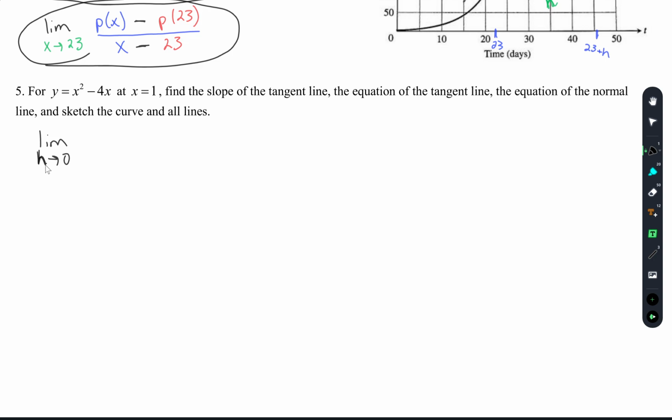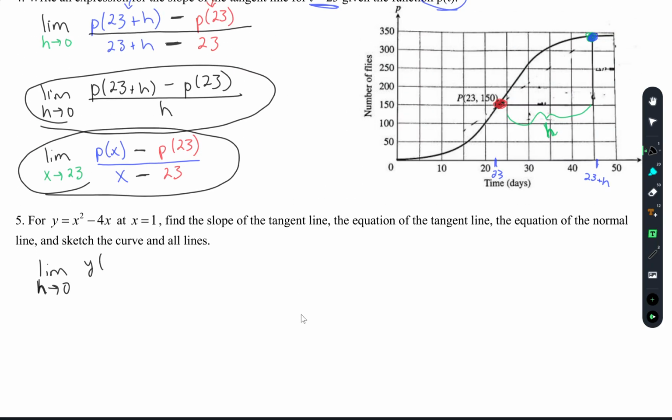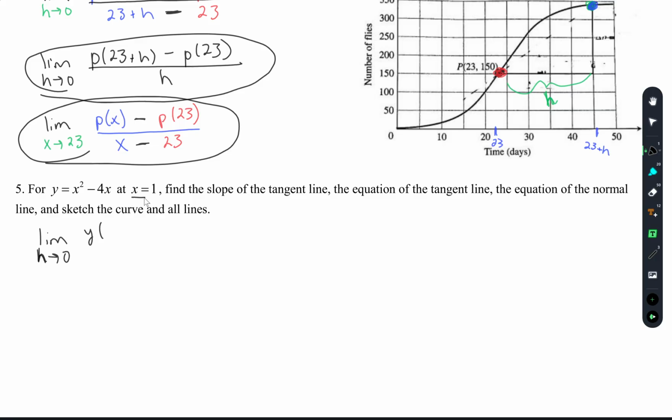So then for the notation, the function is called y. So I'm not going to change it to f unless I define it. So I'm going to do y. And if you're looking at where my point is, I'm doing this at 1. So it'd be y of 1 plus h minus y of 1, all over h. If you're following, it's the same thing as the fruit fly problem. It's y because y is the function. Instead of 23, it's 1. So that's why we're doing it that way.